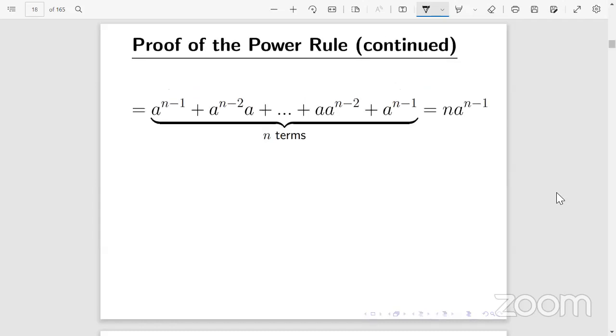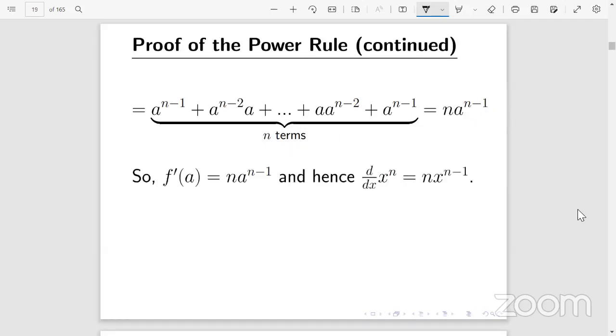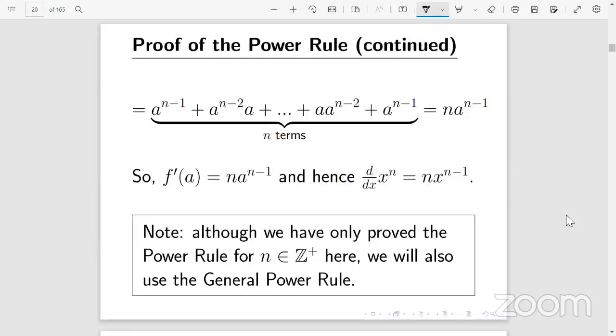So adding all of them, remember there's n times of them. So this is the same thing as n times a to the power n minus 1. So in conclusion, it means that f prime at a is n times a to the power n minus 1. If we want it to be general, it means that f prime at x is going to be n times x to the power n minus 1. So this is why we say that the derivative of x to the power n is n times x to the power n minus 1.